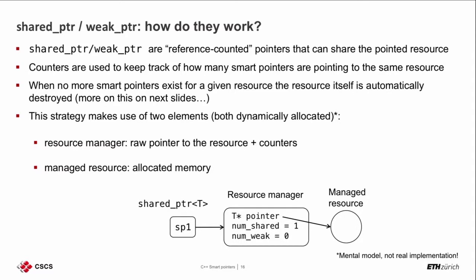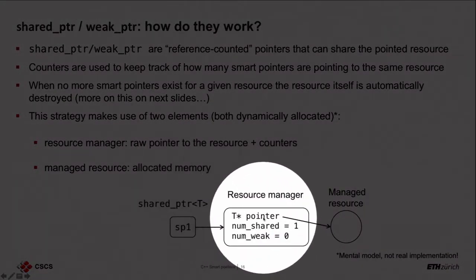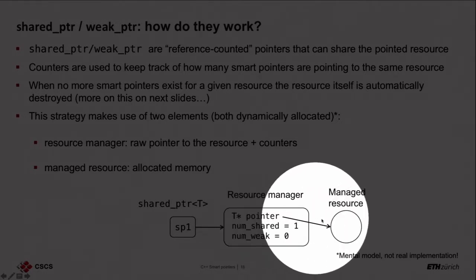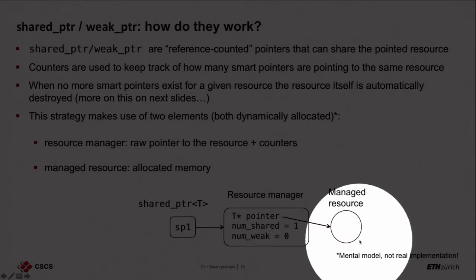So how do they work? Basically, they are reference counted pointers that can share the same pointed resource, and you can imagine them as I tried to sketch in this small picture. The idea is that when you create a shared pointer, you are allocating two objects on the heap. One is the managed resource. This is the real memory, the one that you allocate by making a call to the new operator, like for the raw pointer.